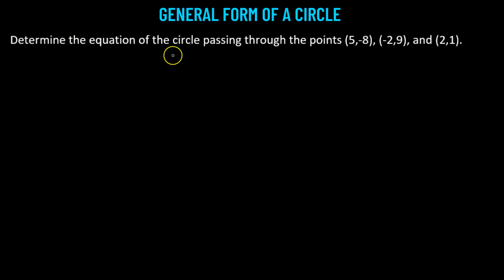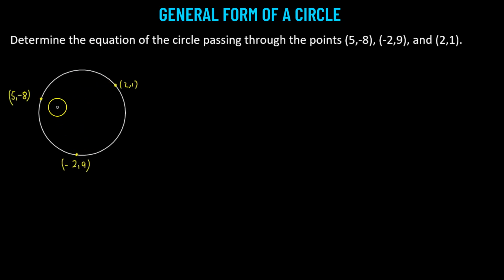We need to determine the equation of a circle that passes through 3 points: (5, -8), (-2, 9), and (2, 1). Let's try to understand the problem graphically. So here we have a circle that's passing through 3 points, and we need to determine the equation of the circle. Now, to find the equation of a circle, we need the coordinates of its center as well as the radius of the circle.